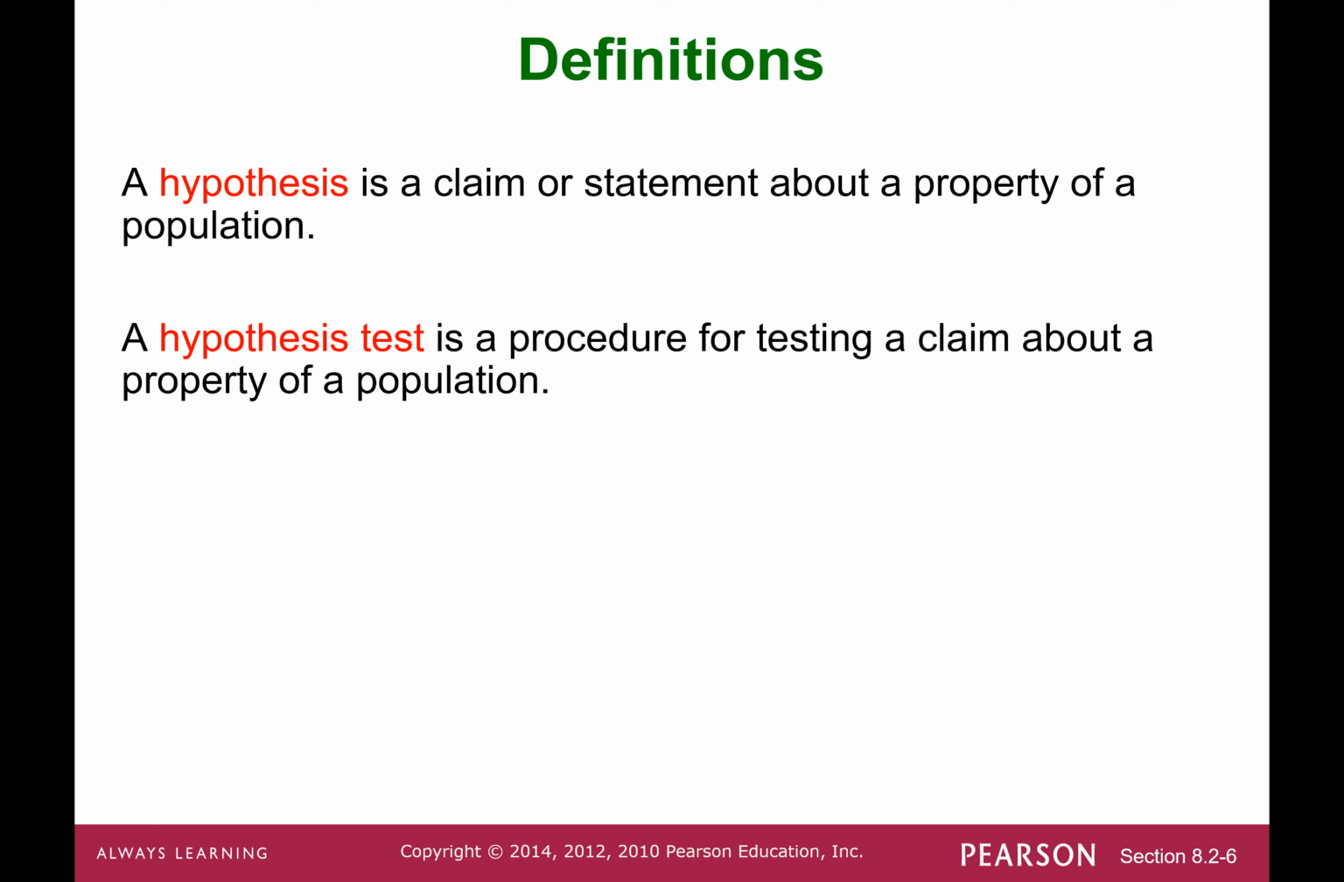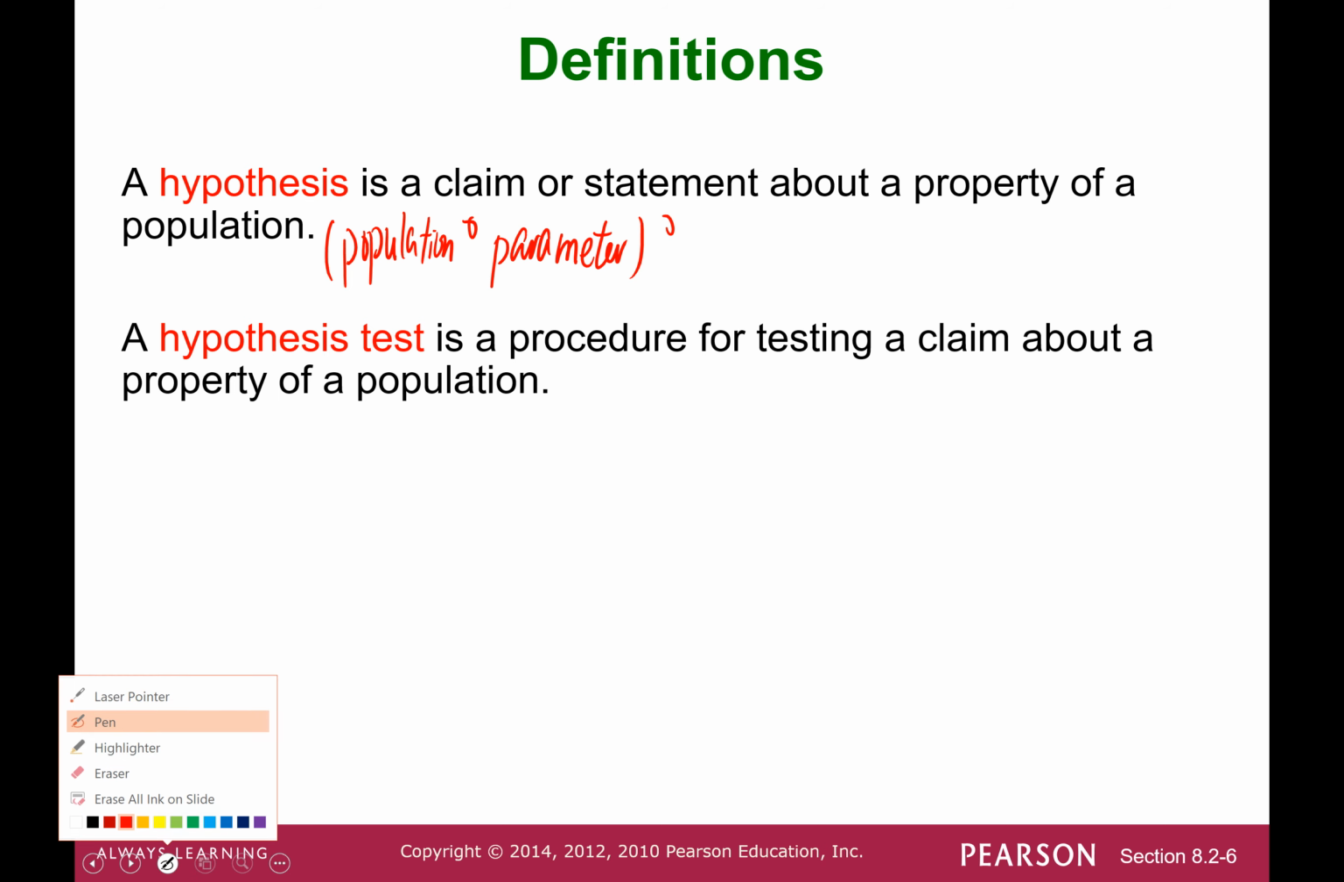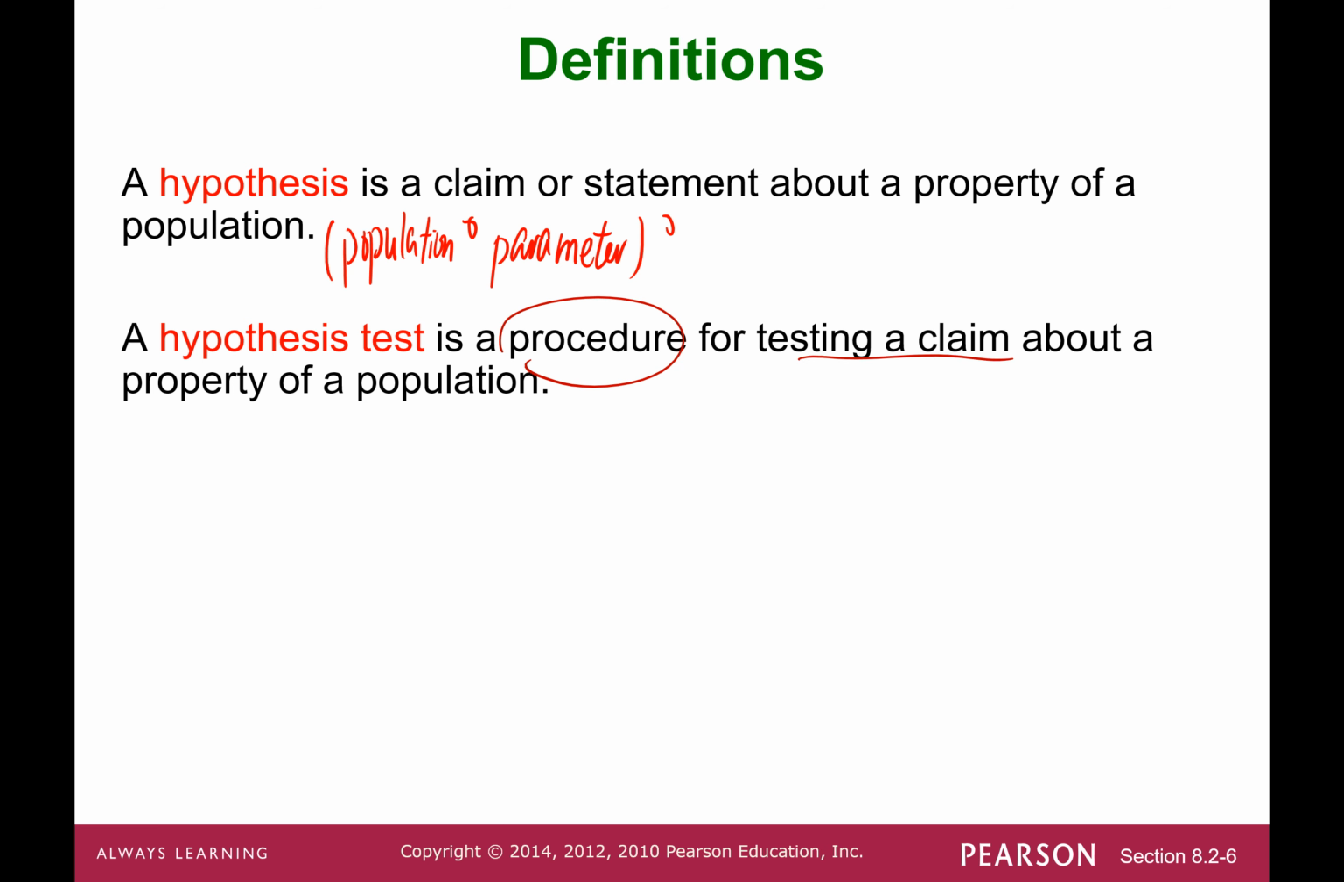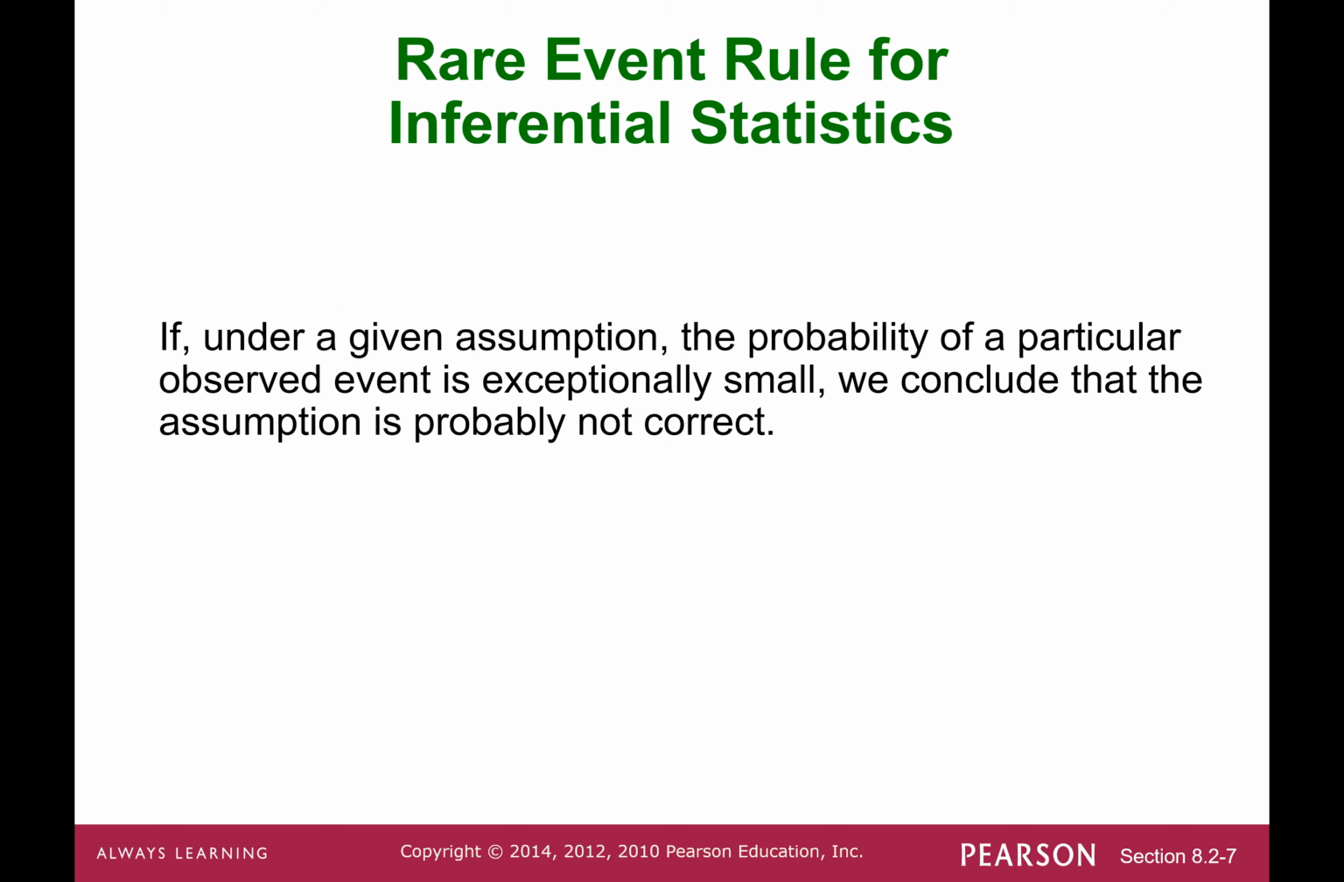So a hypothesis is a claim or statement about the property of a population, or you can also say this is a test about the population parameter. And a hypothesis test is the standard procedure for testing a claim about a population parameter. Property of a population is what we call population parameter. We test the validity of the population parameter.